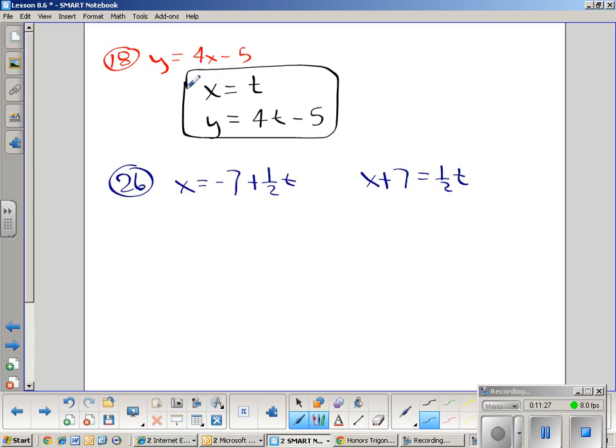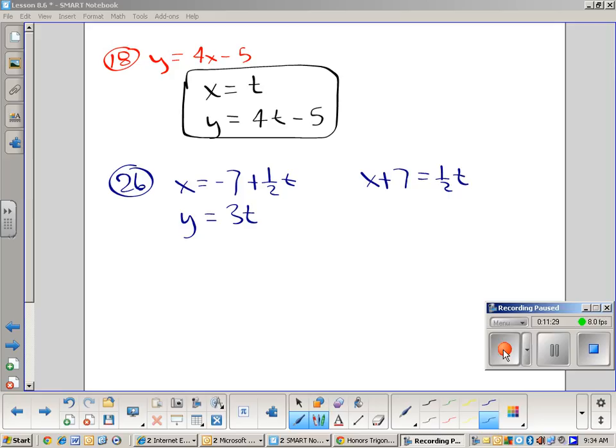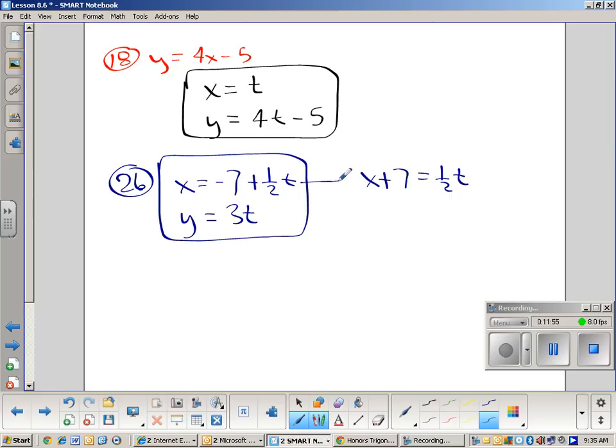Pause just for a second. I had it written down, right? Probably after I worked it out, I went back and saved it, and I accidentally erased the wrong equation. These are my parametric equations right here in number 26. And what I did to begin with is I wanted to solve for t. So I started with this first one over here.